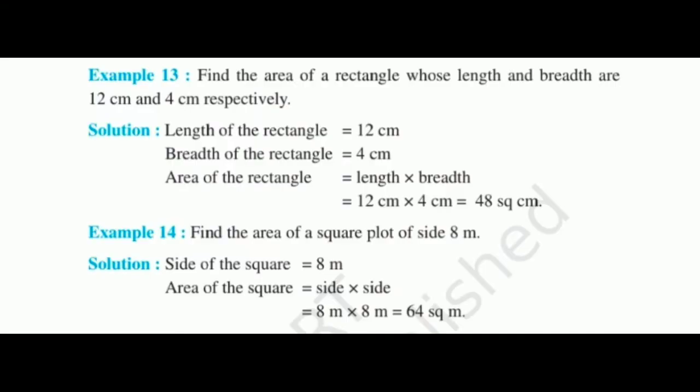Let us take some examples. Find the area of a rectangle whose length and breadth are 12 cm and 4 cm respectively. Solution will be like this. Length of the rectangle is 12 cm and breadth of the rectangle is 4 cm. We know the area of rectangle formula is length into breadth. So 12 cm into 4 cm equals 42 square centimeter.